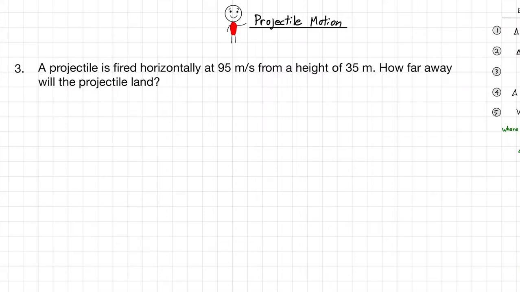All right, let's do an example with projectile motion. So here we have a projectile that is fired horizontally at 95 meters per second from a height of 35 meters. How far away will the projectile land?